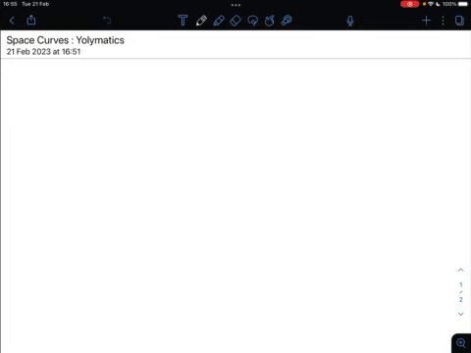So today we are going to move on to something new, still on vector calculus. What we're going to be studying today are what are known as space curves. These are some special vector functions that have some physical meaning behind them. So that's what is going to be our main focus today.